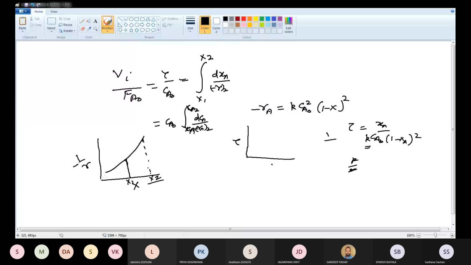So initially, what are we putting first? CSTR, this value will be V1 upon F0 here. Then this is your PFR here, V2 upon F0. So we can also plot minus 1 upon R versus X graph also. So this is your entire calculation, how to establish the rate constant. For PFR and for CSTR we can find it out here.